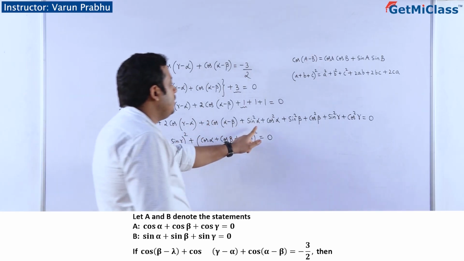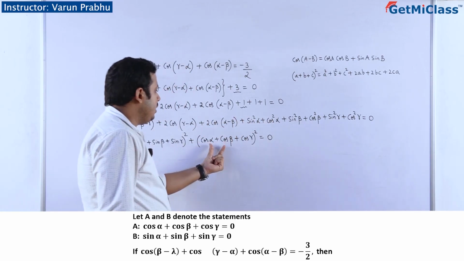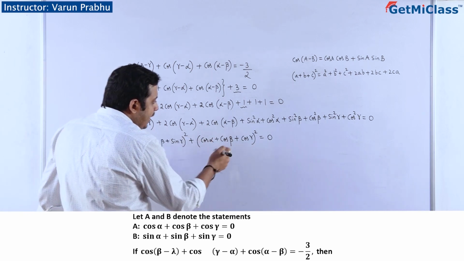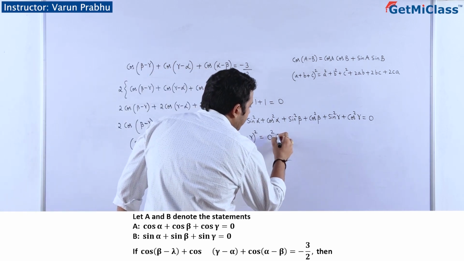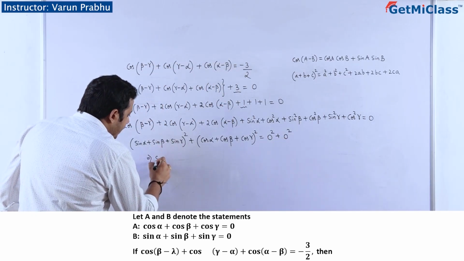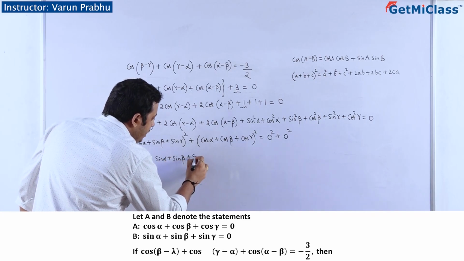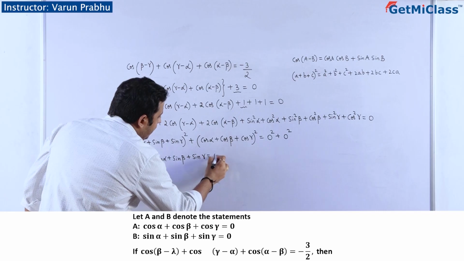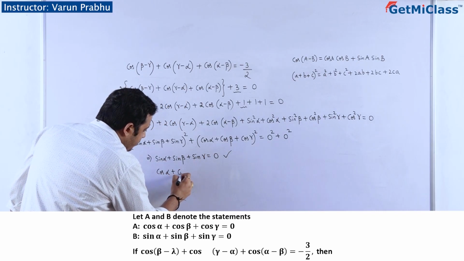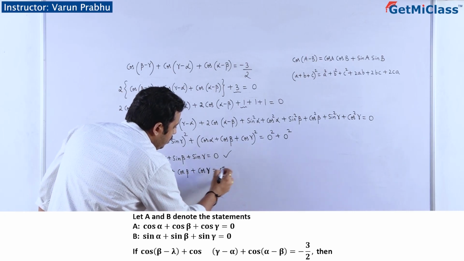As you can clearly see here, this corresponds to all the sine terms, and this corresponds to all the cos terms. So after squaring and adding, if I want to get 0, is it not in the form 0 square plus 0 square? This implies that each term, sin alpha plus sin beta plus sin gamma, should be equal to 0, which means statement 1 is correct. And cos alpha plus cos beta plus cos gamma is also equal to 0, which means statement 2 is also correct.